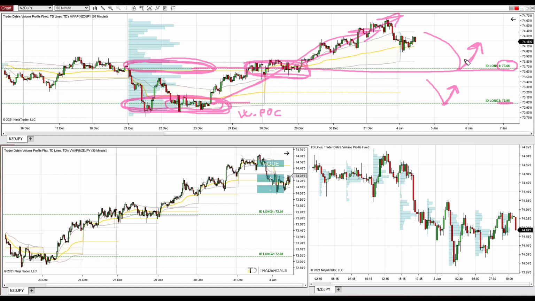All right, so that's about the two strong supports on the New Zealand dollar Japanese yen.